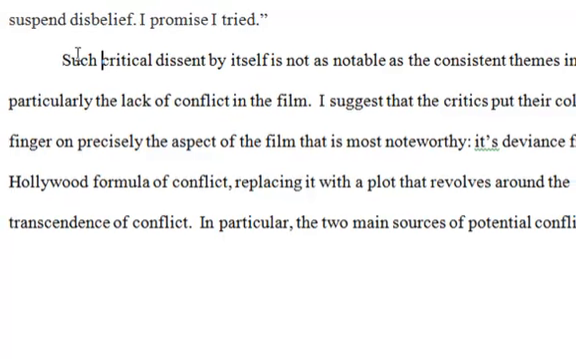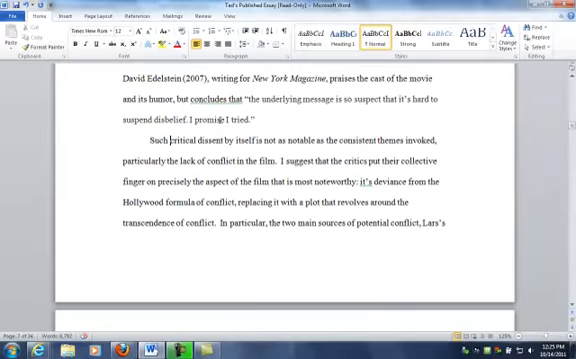The underlying message is so suspect that it's hard to suspend disbelief. I promise I tried, period. Such critical dissent by itself is not as notable. So there, the meaning of the sentence is exactly the same. I've just put in a word that doesn't begin with th, and that doesn't really change not only the meaning of the sentence, but even the structure of the sentence is exactly the same. But I've avoided one instance of beginning a sentence with th, which is generally a good thing.